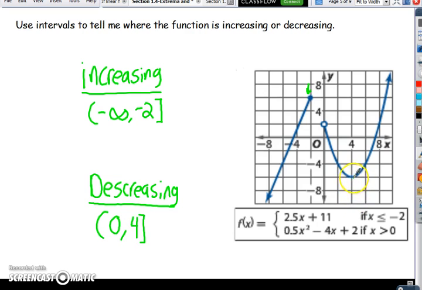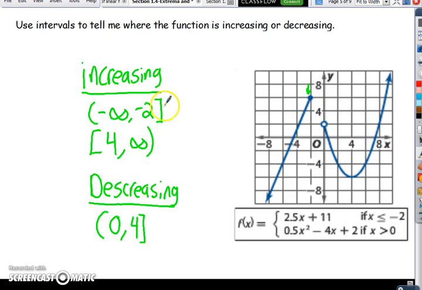Now, look here. From there, I start moving up this way. That's exciting. So that goes back to increasing again. So I increase from 4 to infinity. So as I move from left to right, I'm increasing, stop.